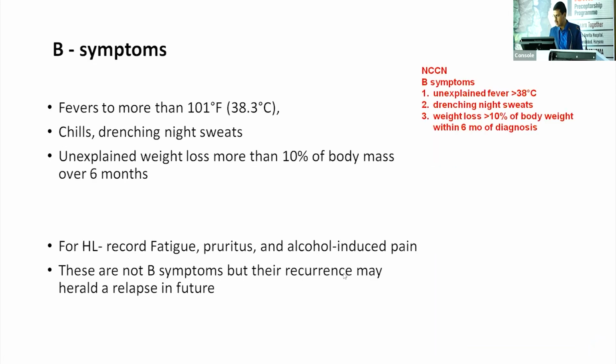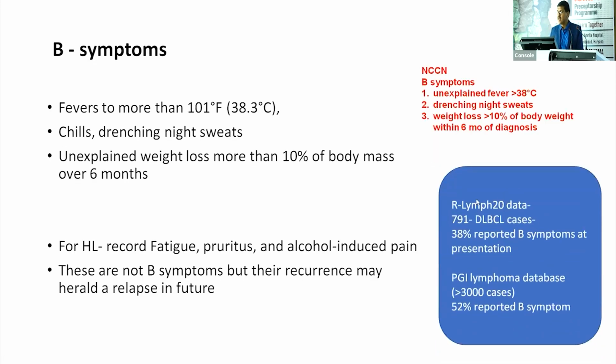I will just show you one matrix regarding B symptoms. From Indian data, from Dr. Ramesh Nimagada, R-lymph data, nearly 791 DLBCL cases, B symptoms were seen in 38%. Now we maintain a large database of lymphoma at PGI. There are more than 3,000 cases. Our recording of B symptom is 52%. But I would like to tell you why.